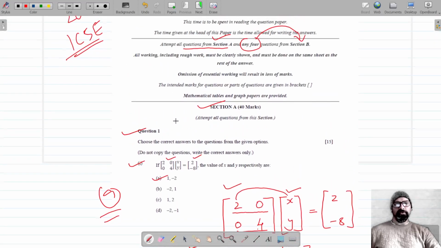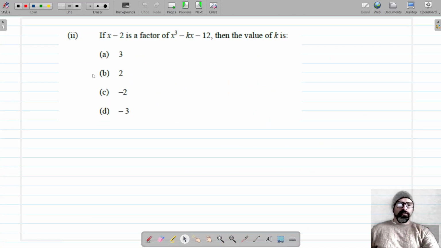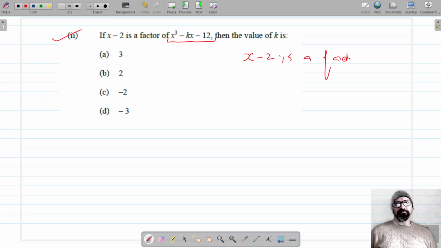Moving on to the second question. Okay, for question number 2, it's given that x minus 2 is a factor of x cube minus kx minus 12. Then what is the value of k? So it's given that we are going to use the factor theorem here. So x minus 2 is a factor of, let's say this is a polynomial of variable x, p of x. So this is how I'm going to solve this.